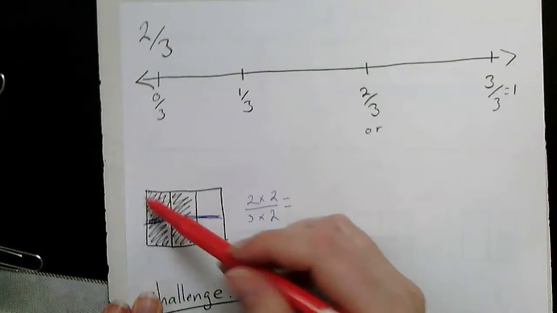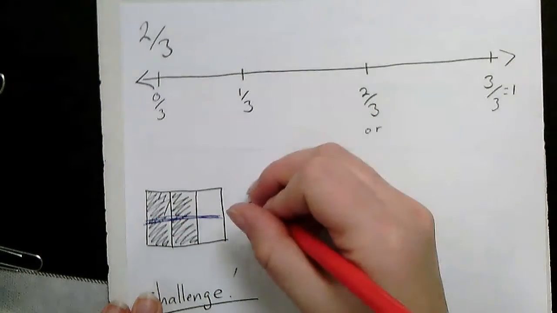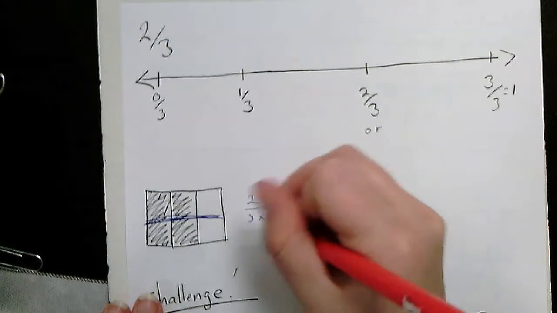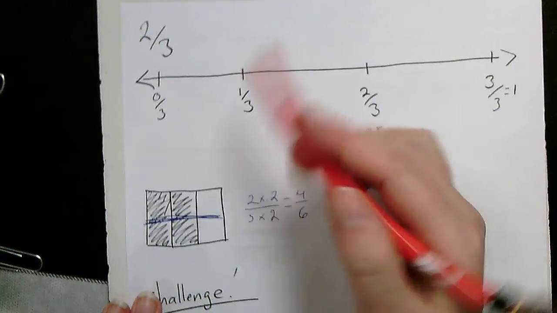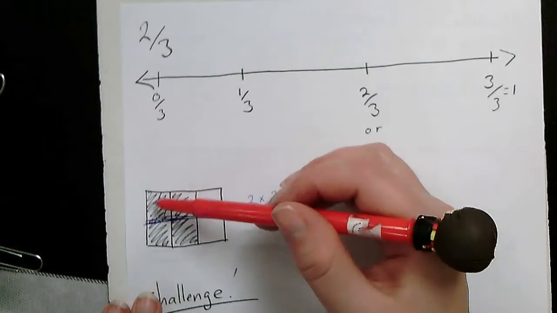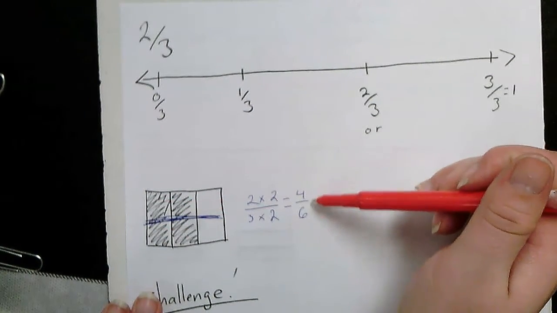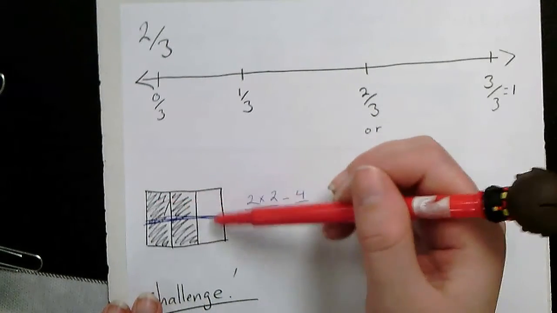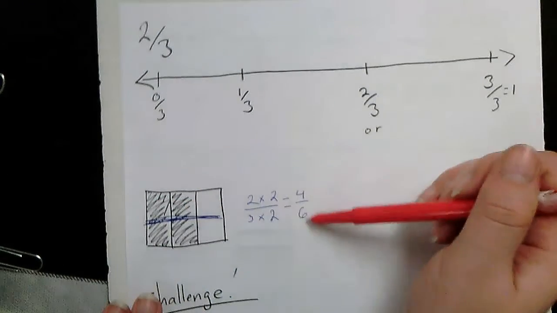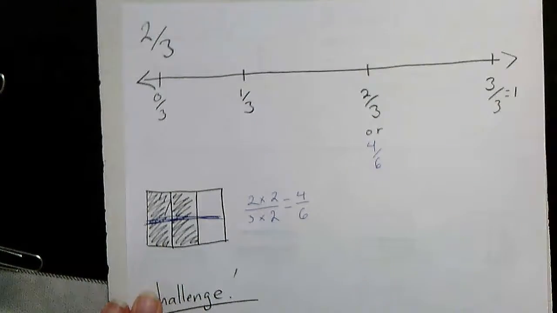So I started with thirds, and now I'm breaking it into 2 groups, so 1, 2, and then I will multiply. So I have 2 times 2, which is 4, and 3 times 2, which is 6, which gives me 4/6. And I can check my answer by looking at my visual model, because I have 1, 2, 3, 4 shaded pieces out of how many total pieces? There are 6 total pieces, because I have 1, 2, 3, 4, 5, 6 total pieces. So 2/3, or 4/6, equal the same thing.